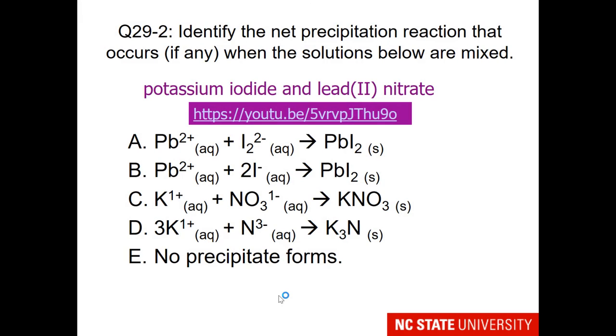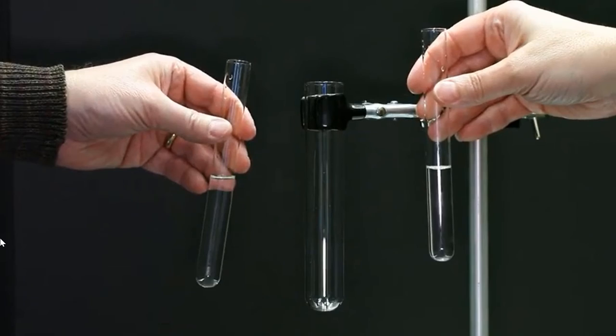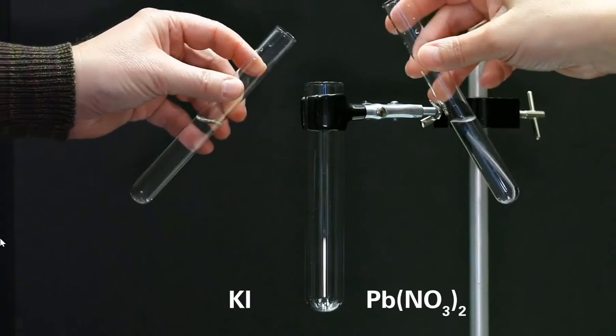Your next combination is potassium iodide and lead 2 nitrate. Once again, a short video. On the left is potassium iodide, and on the right is lead 2 nitrate.